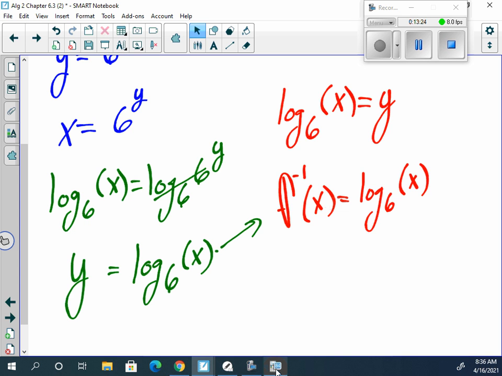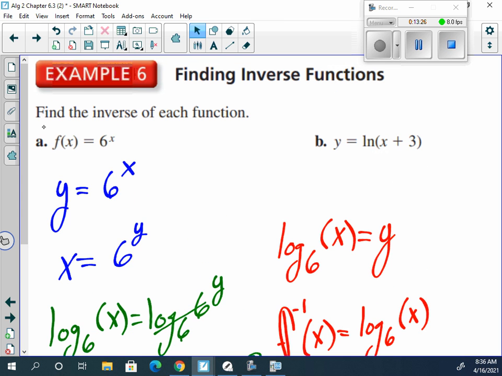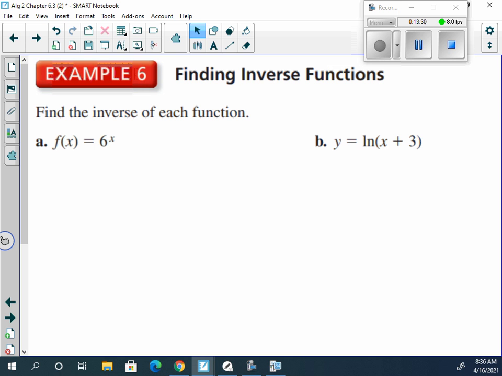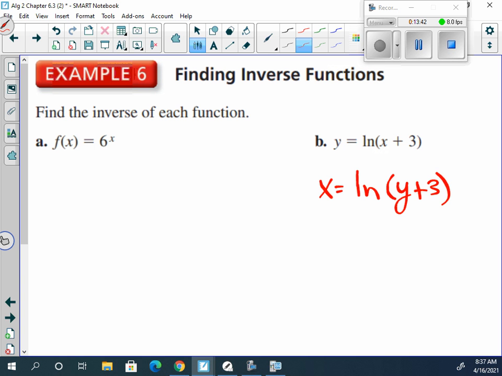So questions on this here? So we do have another type because we do have 2 on this page. I have to erase this. And we have y equals ln of x. Now they already wrote y in, so first thing we need to do is just switch them. You don't have to rewrite it. So we can say x is equal to ln of y plus 3.